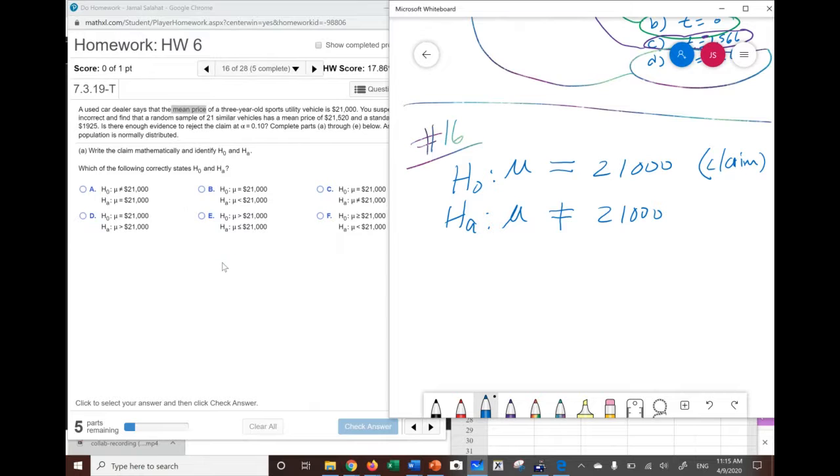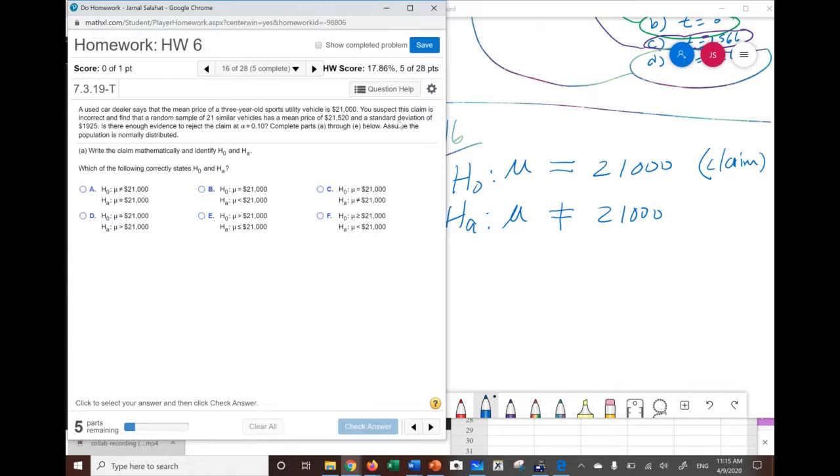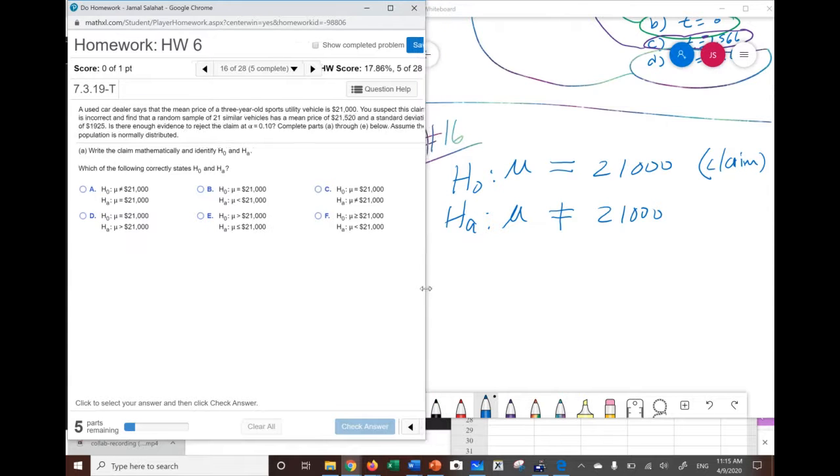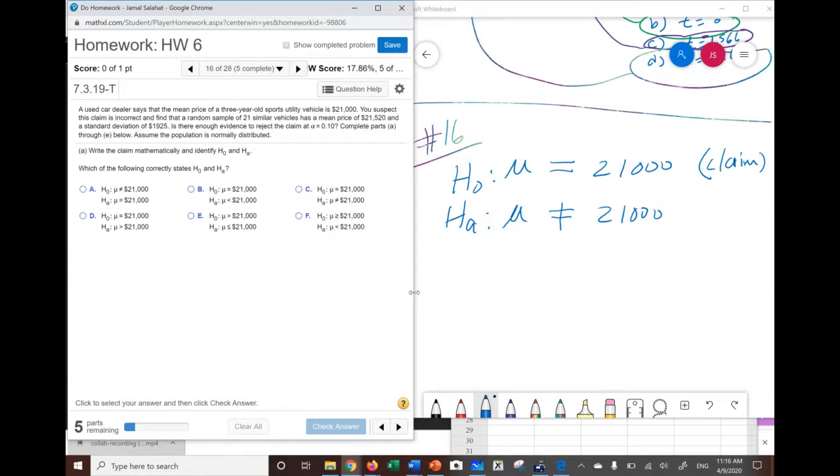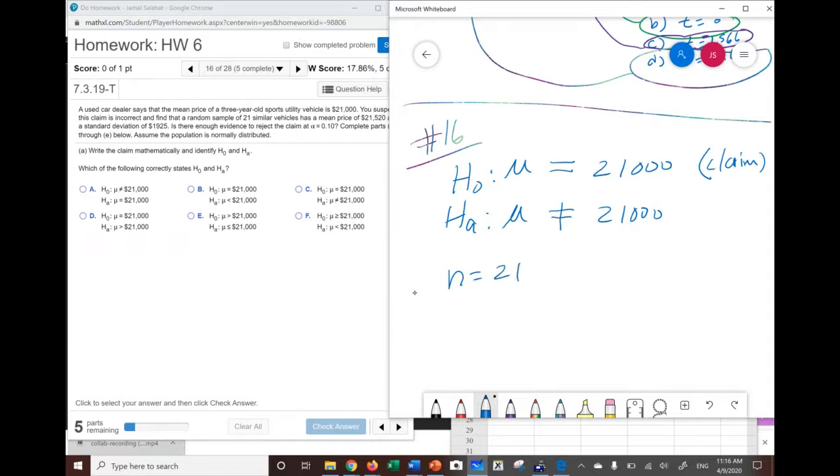Now suppose, oh, I'm sorry. We have to be careful in here. I rushed a little bit. I should have read this one. You suspect this claim is incorrect. Okay. So you suspect the claim is incorrect, and find a random sample. So this random sample of, this is n, 21 similar vehicles has a mean that is x bar of 21,520.